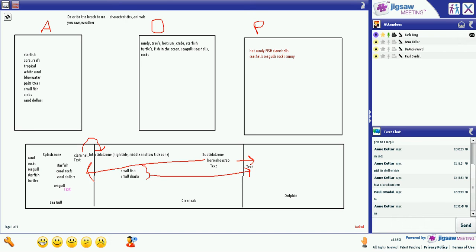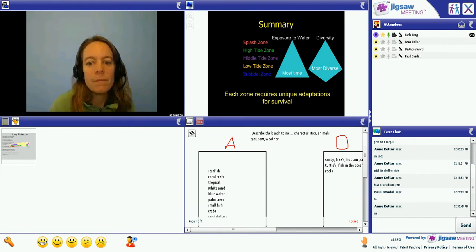And even though the beach may seem like one huge ecosystem, there are very definite characteristics of these different zones of a beach.